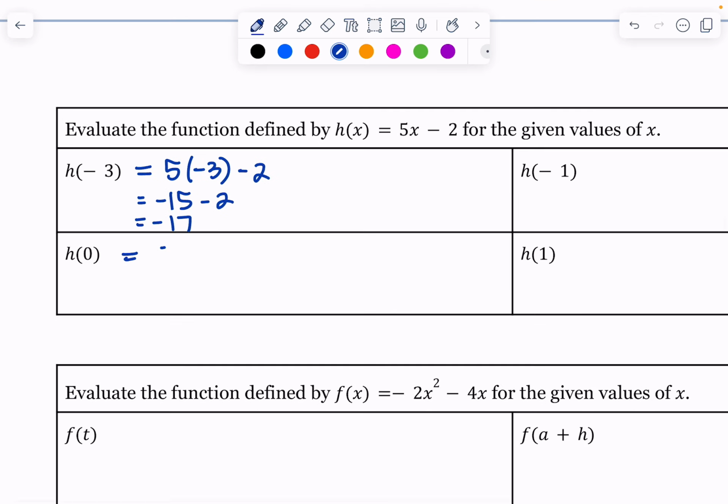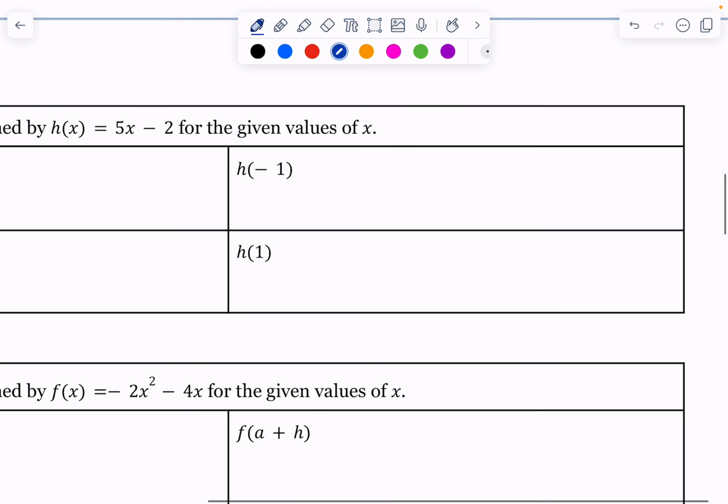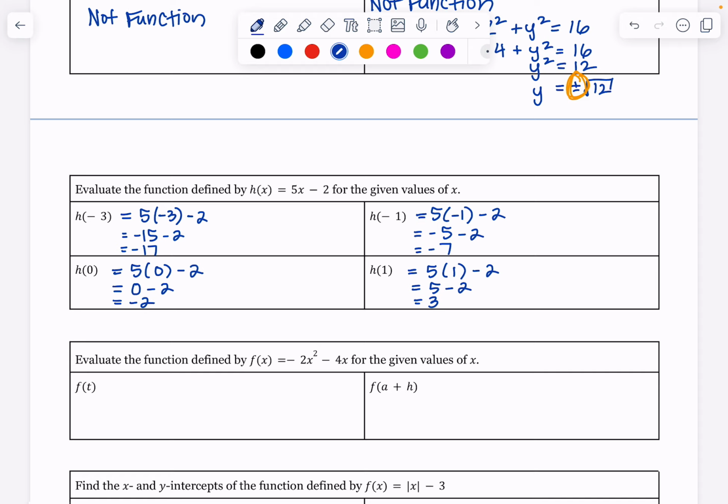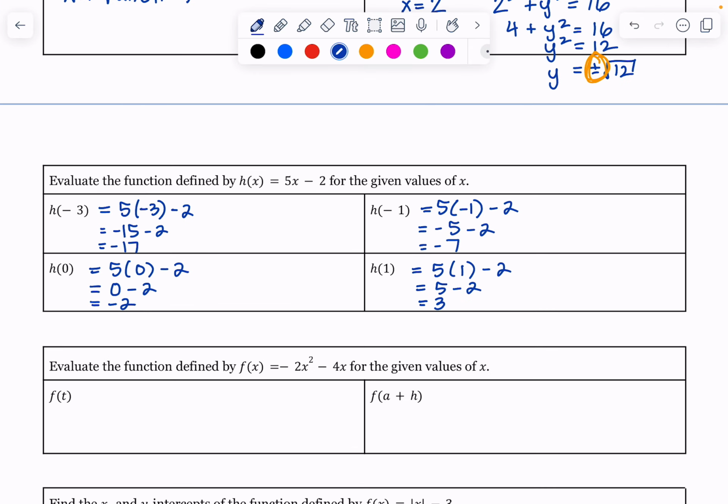H of 0, we have 5 times 0 minus 2, which would be 0 minus 2, which would just be -2. H of -1, we have 5 times -1 minus 2, which is -5 minus 2, which is -7. h of 1, 5 times 1 minus 2, which would be 5 minus 2, which would be 3. So that section is just plugging in values for x.